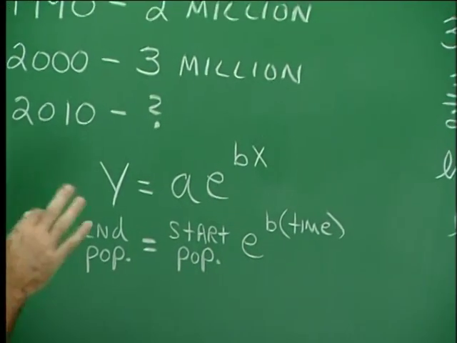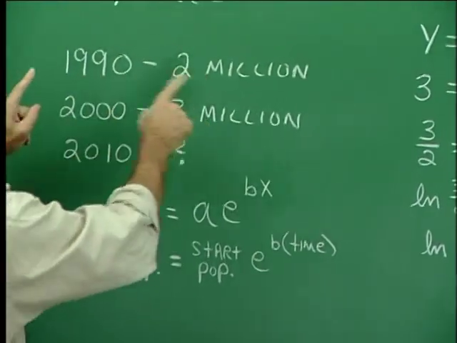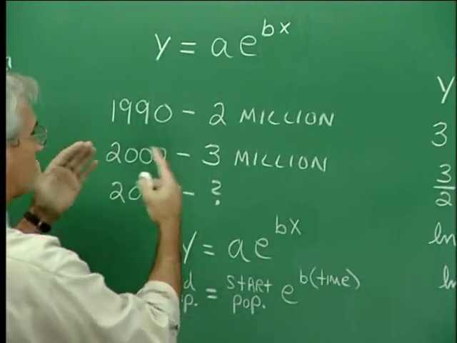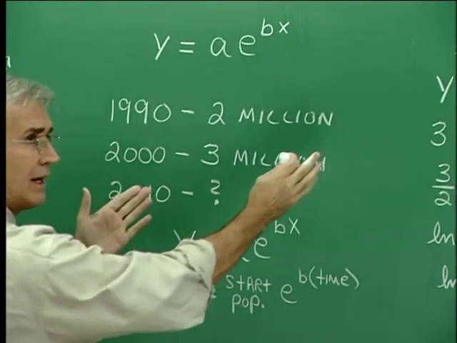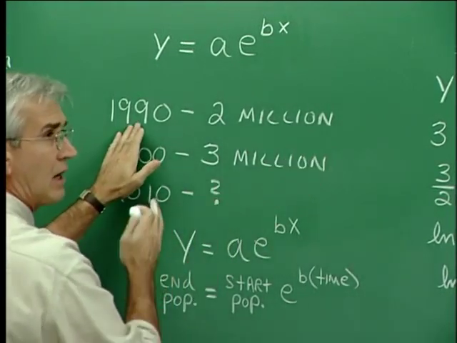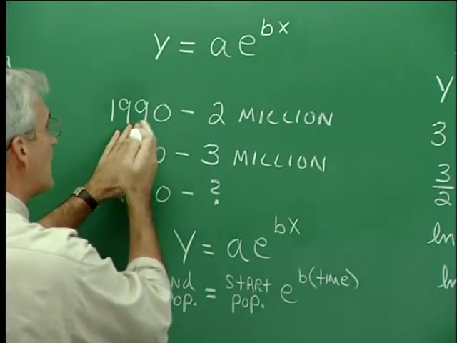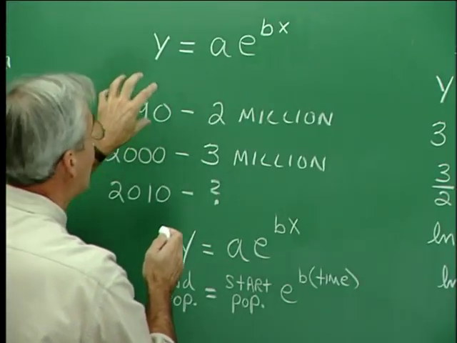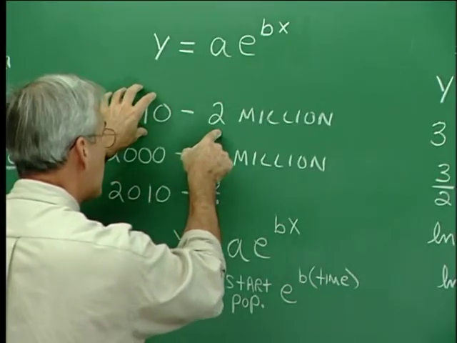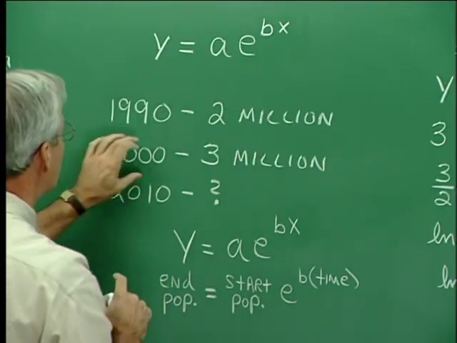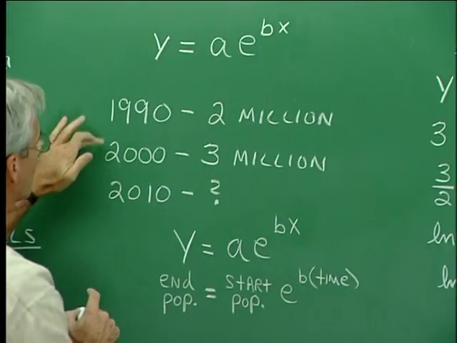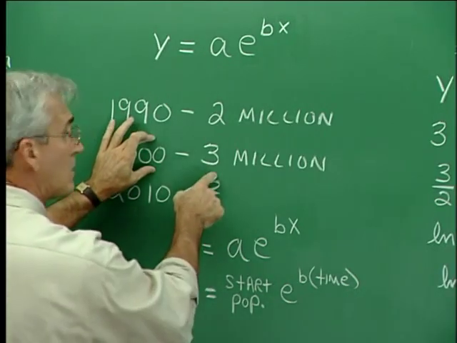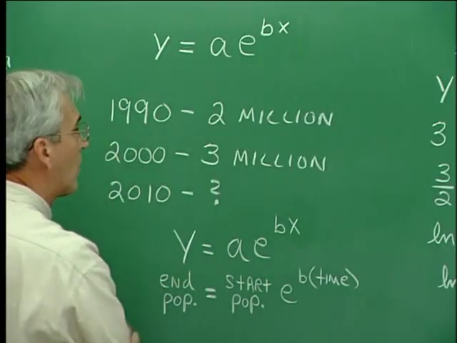Here's how we would use the given information. Now, you know that these numbers can correspond to ordered pairs. When we have time-related problems, we start with a time basis. And the basis here is 1990. So we would let 0 stand for this time. And at that point in time, the population is 2 million. And for the year 2000, since it's 10 years from 1990, 10 years have elapsed here. So 10 corresponds with the number 3. So we have a couple of ordered pairs.